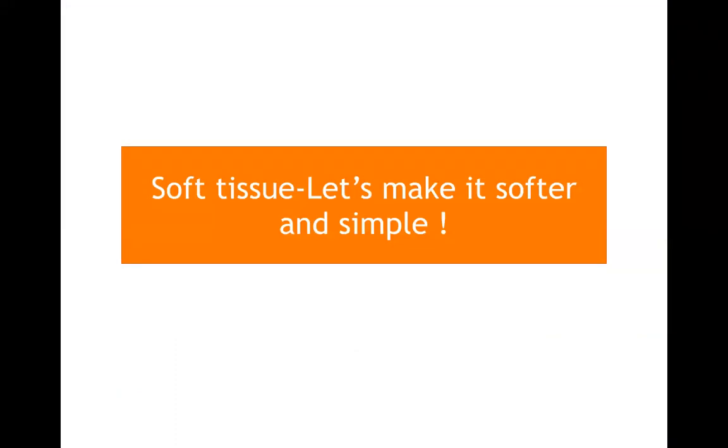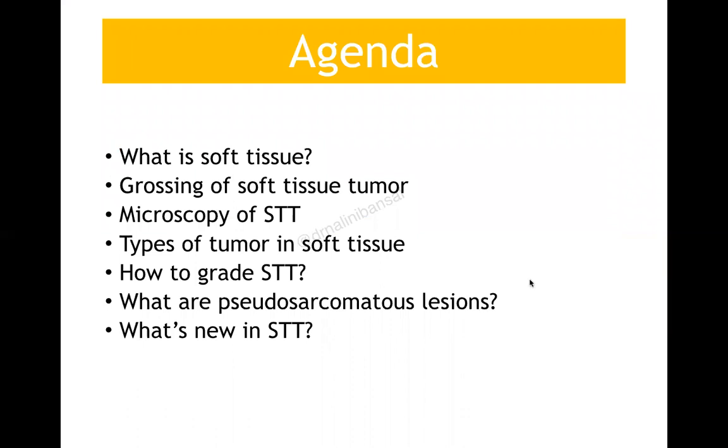So soft tissue, as we all know, is ubiquitous, present all over the body. It is not just one organ or one type of cell, rather it is composed of varied components. So it is going to be a very vast topic, but we'll try to make it as simple as possible. Let's move ahead and see the agenda for this talk.